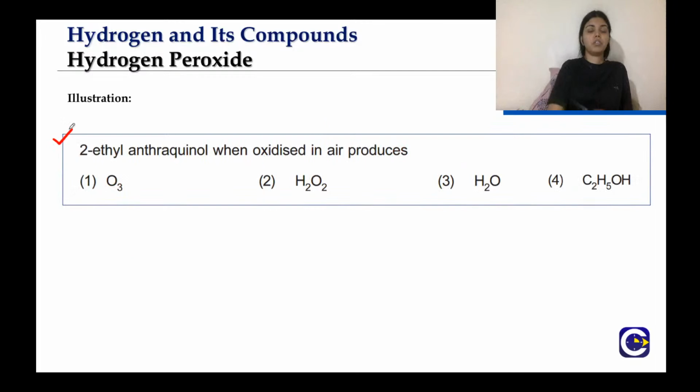Now this you should know. This you should answer. 2-ethyl anthraquinol, when oxidized in air, produces ozone, H2O2, H2O, or C2H5OH. This I expect you to answer correctly. What should be the answer for this question? 2-ethyl anthraquinol reacts with oxygen to give what? Ozone, H2O2, H2O, or C2H5OH, that is ethanol.